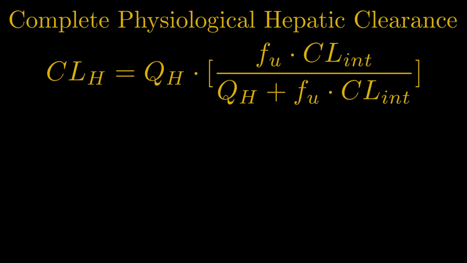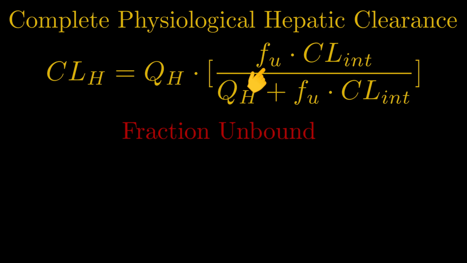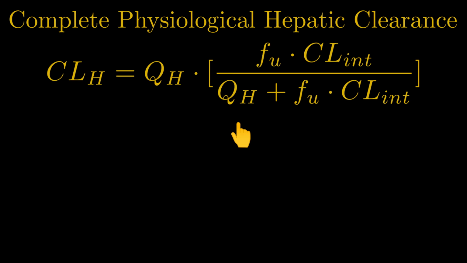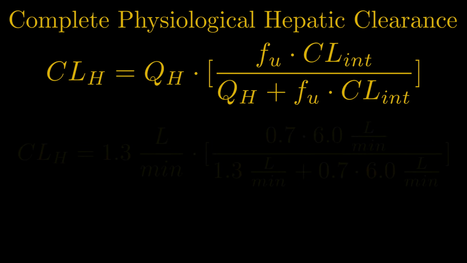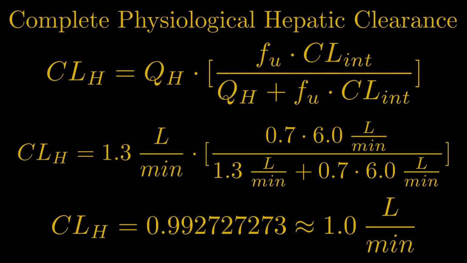So our first question is asking to use the complete physiological hepatic clearance equation to estimate the total clearance. So we have our hepatic clearance is equal to hepatic blood flow multiplied by the fraction unbound times the intrinsic clearance over the hepatic blood flow plus the fraction unbound times the intrinsic clearance. Now we plug in the given values for each and obtain a hepatic clearance of 1.0 liters per minute.